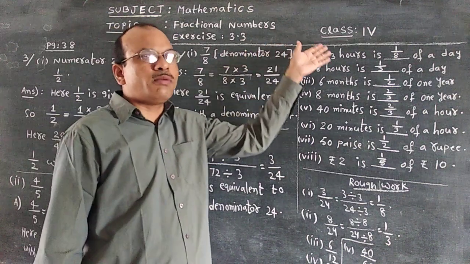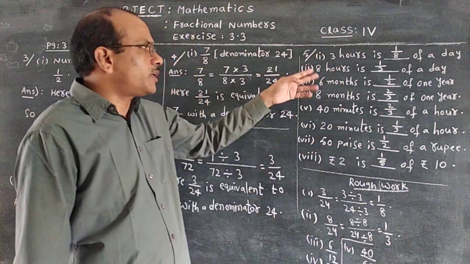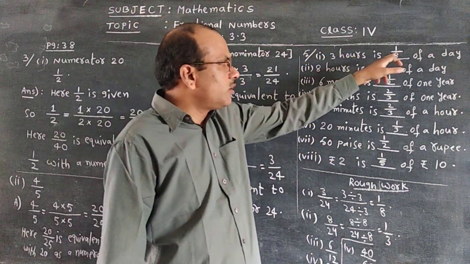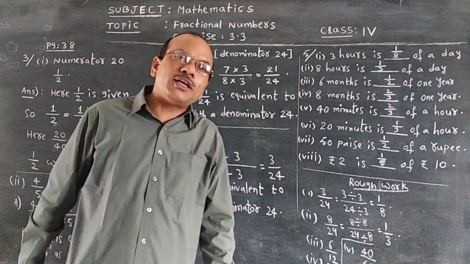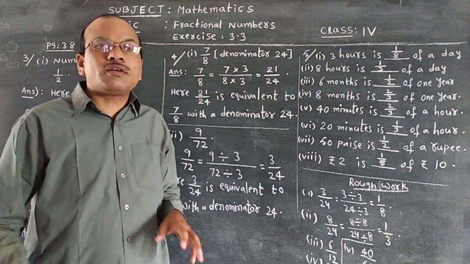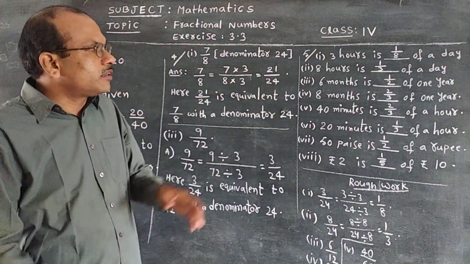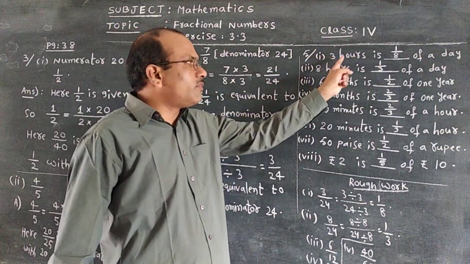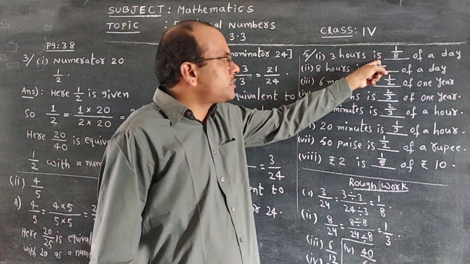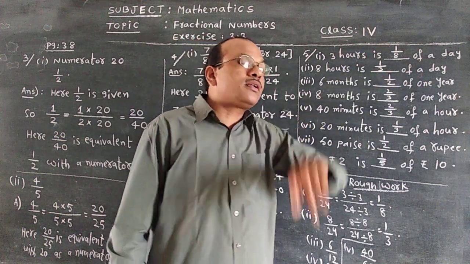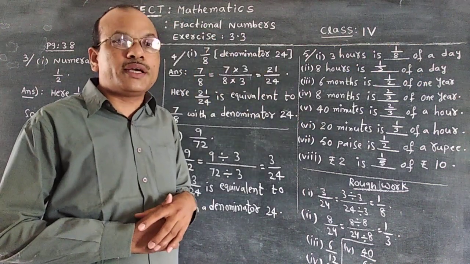Let us see. Question number 5, only blanks are given. We will see that part. 3 hours is 1 by 8 of a day. That answer is given in the textbook only. They have given it in the textbook itself already. Let us see the first one again. 3 hours is dash of a day. The answer they have shown is 1 by 8 of a day.